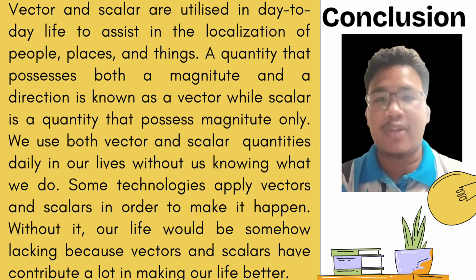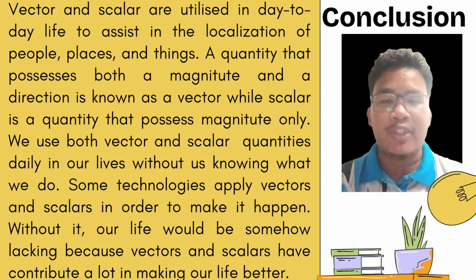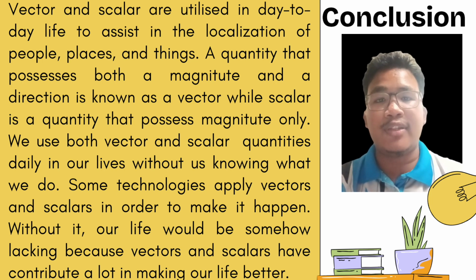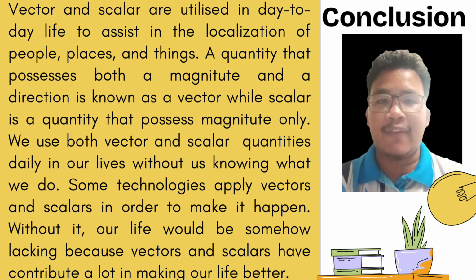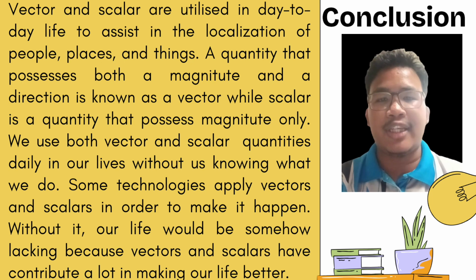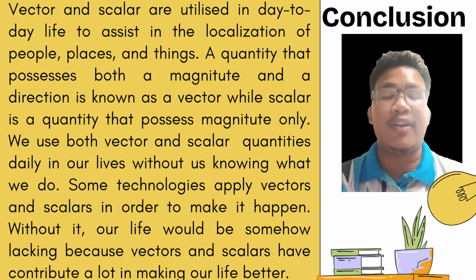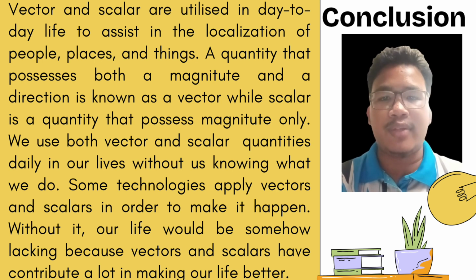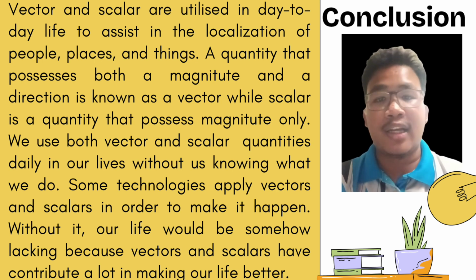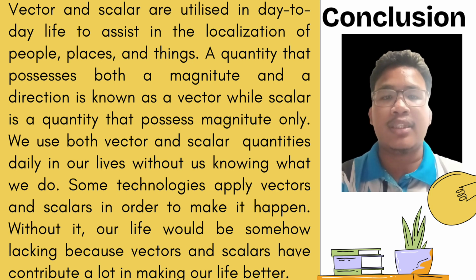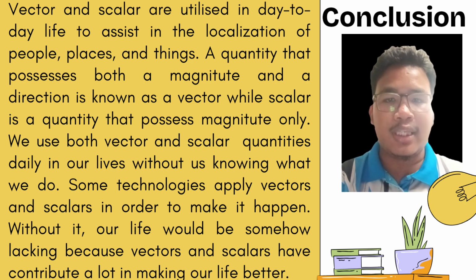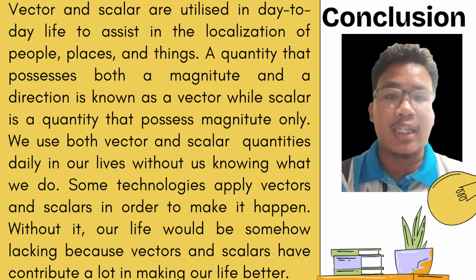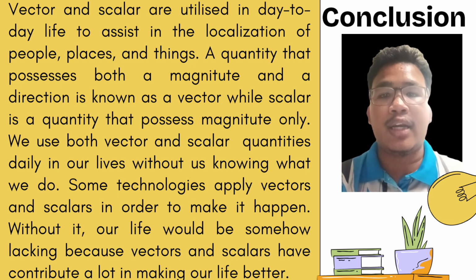I will be doing a conclusion for vector and scalar. So, vectors and scalars are utilized in day-to-day life to assist in the localization of people, places, and things. A quantity that possesses both a magnitude and a direction is known as a vector, while a scalar is a quantity that possesses magnitude only. We use both vector and scalar quantities daily in our life without us knowing what we do.